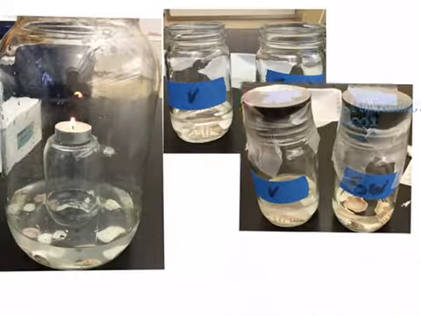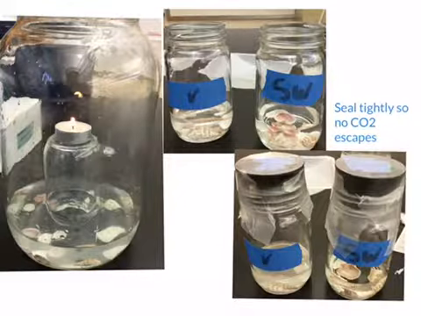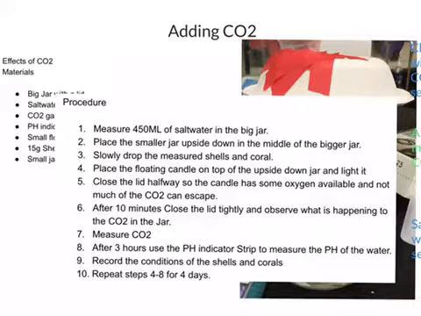Over here, I made sure that the lid was on tightly so no CO2 can escape. In this lab, I started off by adding 450 milliliters of salt water in a big jar. Then I placed a small jar upside down and scattered 15 grams of shells.